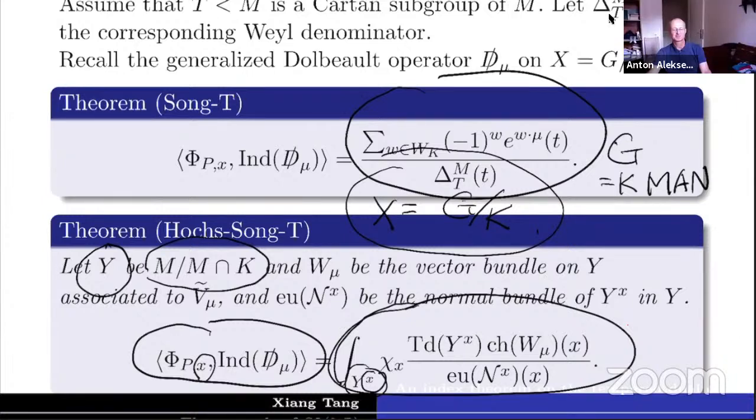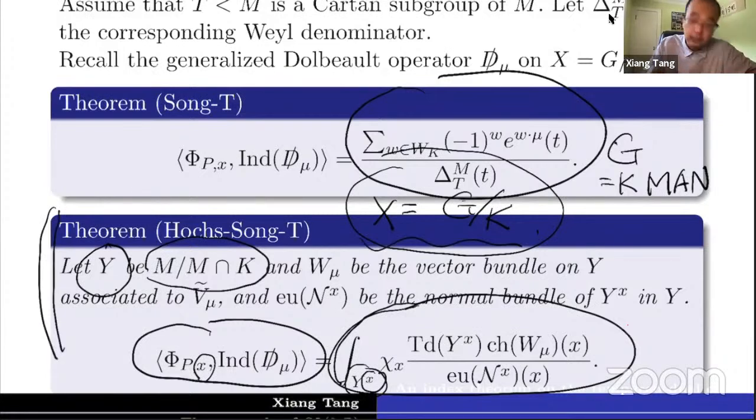Okay, thank you. So another remark: here we are focusing on X equal to G mod K, but this theorem actually is proved in a more general setting. You can consider any manifold with a proper G action such that the quotient is compact. And then with a G invariant elliptic differential operator, a similar localization formula could also be obtained.